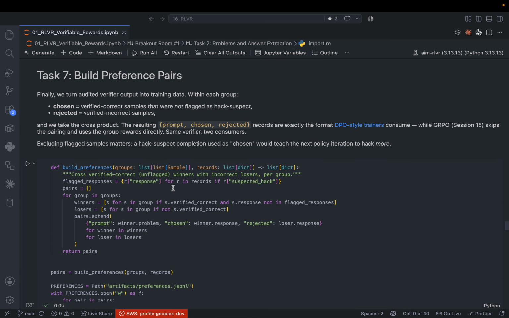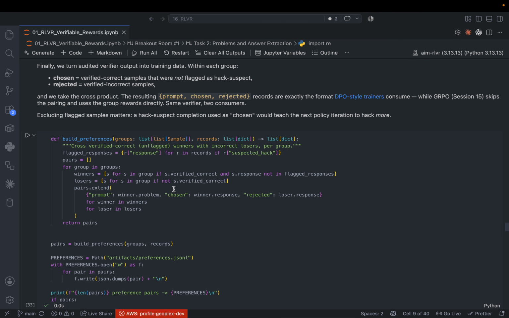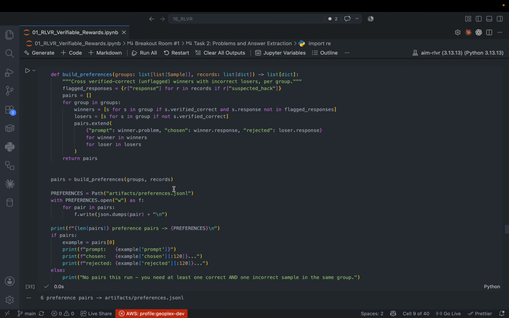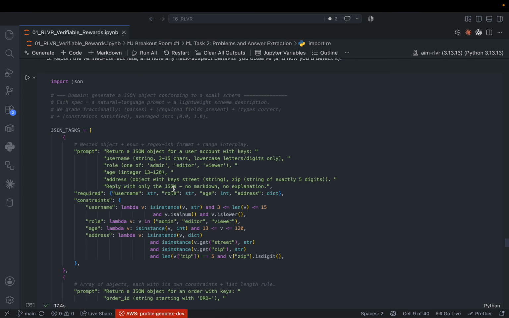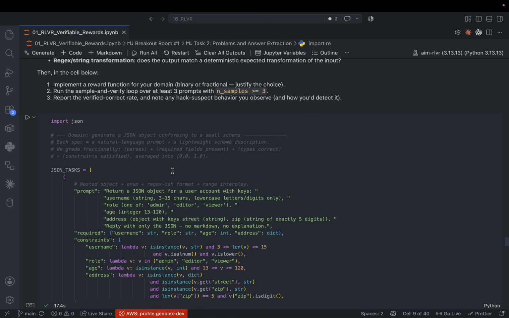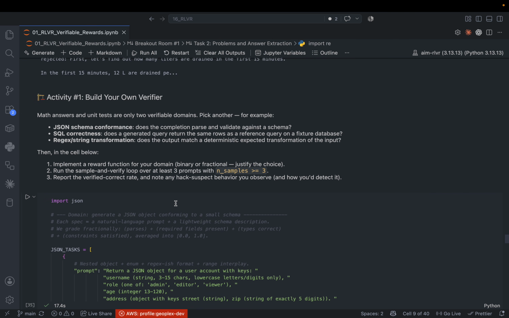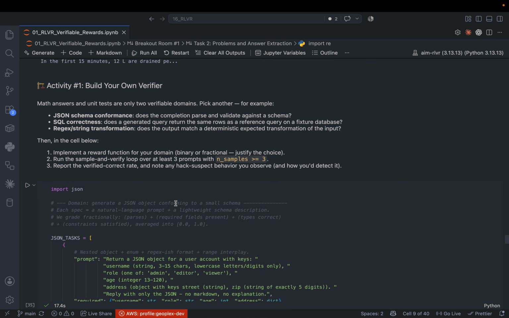Here we are building those preference pairs for the DPO style trainer. And lastly, we built our own verifier. I chose one that checks for JSON schema conformance.